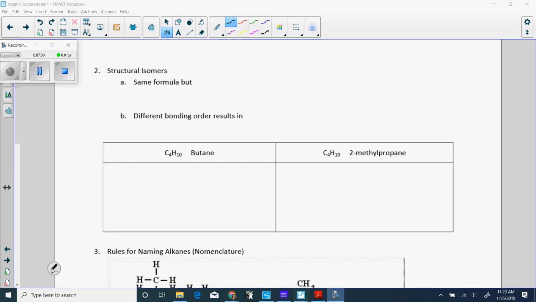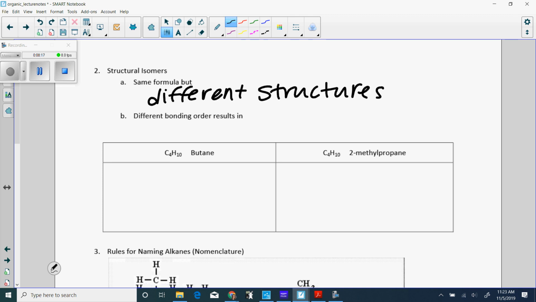So organic compounds are not going to be just straight like that. So that's where the hard part comes in, learning how to name them. Those are called isomers. Isomers have the same formula but different structures, which will give them different properties. They behave differently.